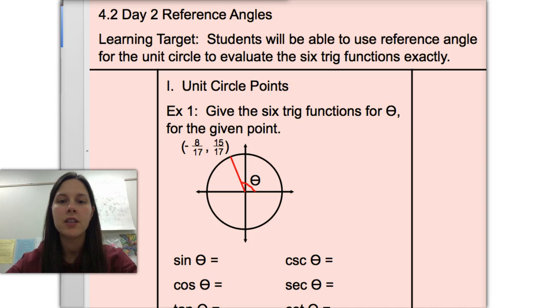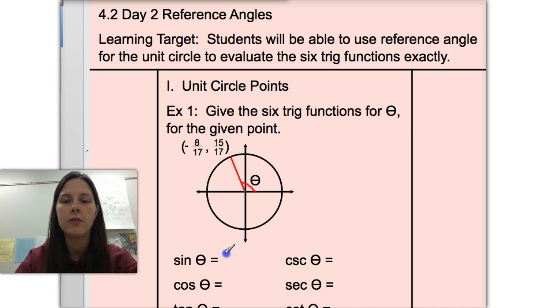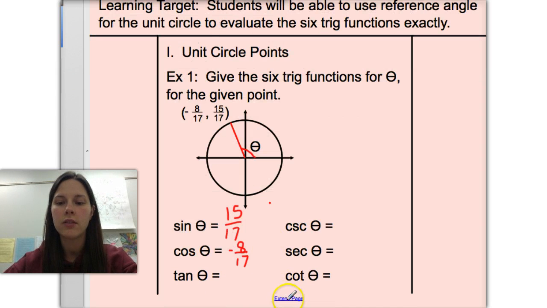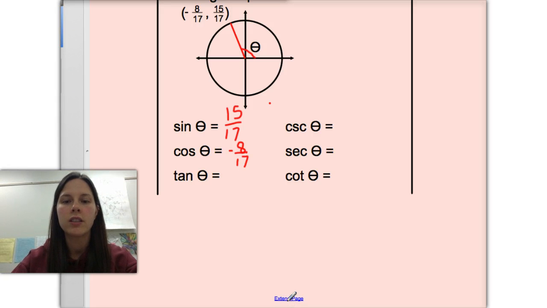So remember, sine is the y value, so we have 15/17. Cosine is the x value, so we have -8/17. And tangent is the ratio of sine over cosine. So we are going to take sine times the reciprocal of cosine. Our 17s cancel, so our tangent is -15/8.